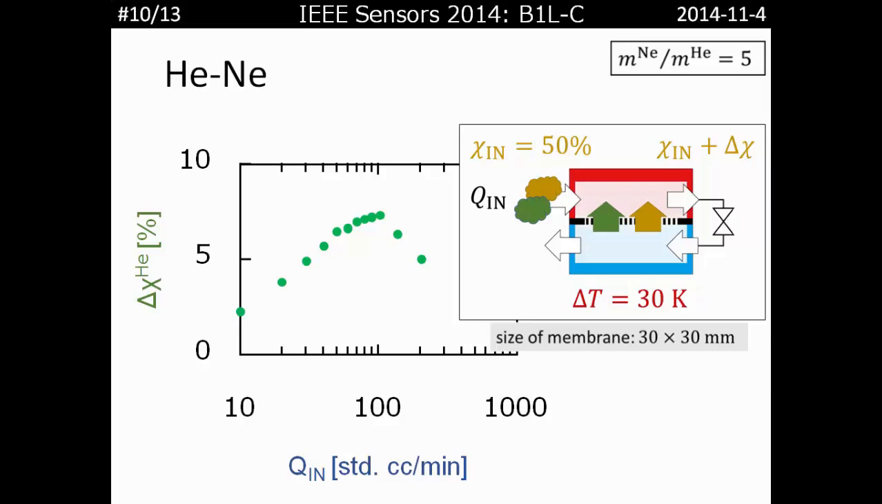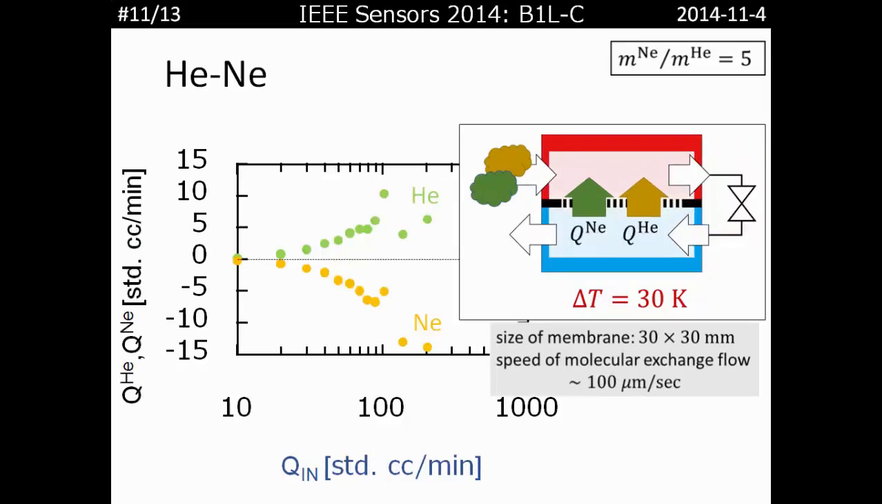Then we calculated the flow rate through the membrane. The result shows that the helium gas flows upward and the neon gas flows downward. Thus, we have successfully induced the molecular exchange flow. As the size of the membrane is 30 millimeters times 30 millimeters, the flow speed of molecular exchange flow is around 100 micrometers per second around here.